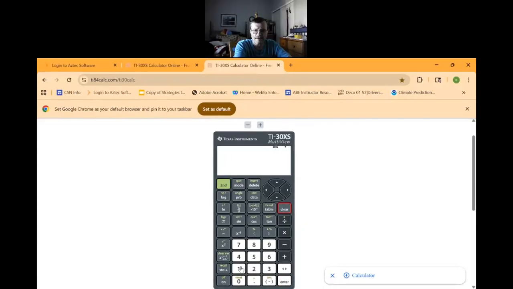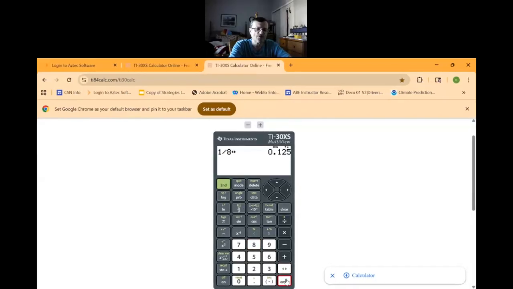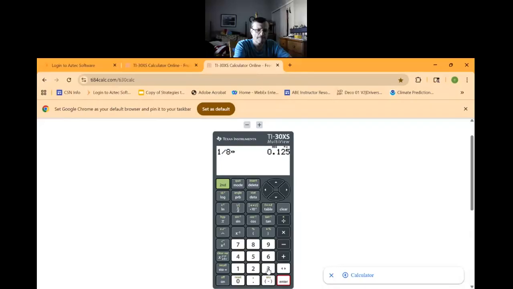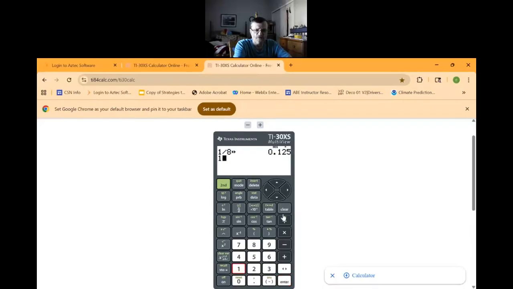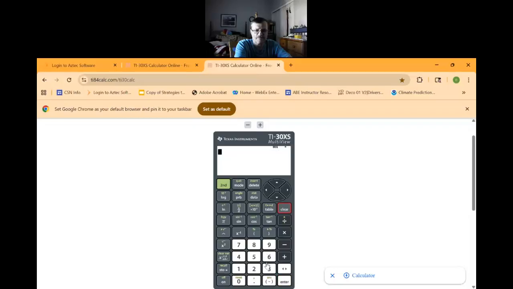One over 8: 1, ND, 8. So you have the fraction. I want it as a decimal, quick. And there's that 0.125 that we determined earlier. So every fraction has what they call an equivalent decimal tied to it, and it doesn't matter the fraction.